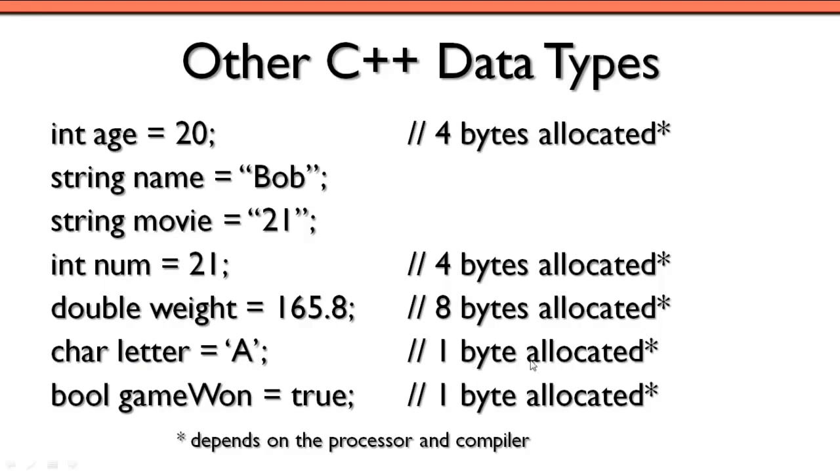A character usually has a single byte allocated. And then finally we have the Boolean data type, which is used for storing true-false values. We may be writing a game program in which we have a variable called game1, and we can set that value to true under certain circumstances. In this case, only two different values could be stored in game1, true or false, and typically you have a byte allocated in memory for the Boolean data type.